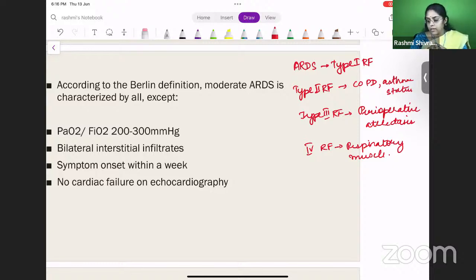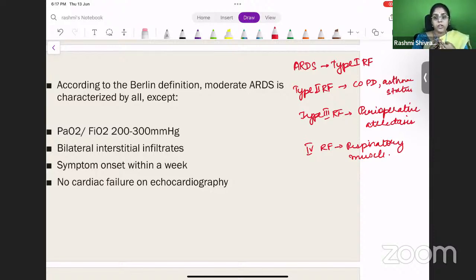Okay, can any of you answer this question? According to the Berlin definition, moderate ARDS is characterized by all except PaO2 by FiO2 between 200 to 300 millimeters mercury, bilateral interstitial infiltrates, symptom onset within a week, no cardiac failure on echocardiography. ARDS is acute respiratory distress syndrome, so the symptom onset should be within a week; it should be an acute onset. That is one of the criteria. On the chest X-ray you will find bilateral diffuse, interstitial infiltrates. Again, that is one of the criteria.